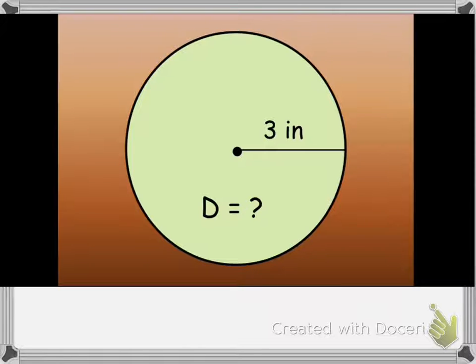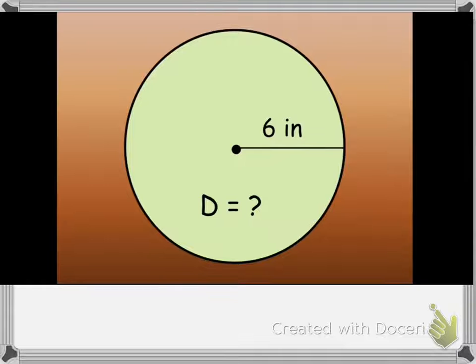So here we have the radius of a circle. It gives us that from the center to the one edge is 3 inches. So if we wanted to figure out the diameter, we would have to simply double that radius. Well, 3 plus 3 is 6. So the diameter of this circle would be 6 inches. And here, if you have a radius that is 6 inches, we're going to double it to find the diameter. So 6 and 6 gives us 12.